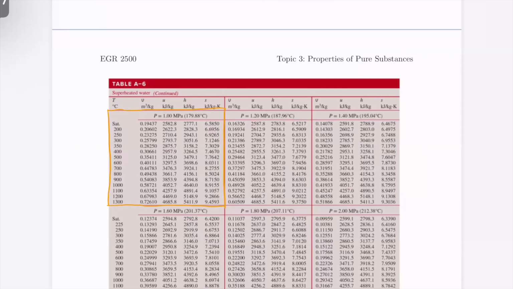And actually, since we just wanted to know the saturation temperature, that 179.88 degrees C is in here as well. So I guess I didn't have to scroll as far as I did, but you can find it in multiple places. All right, so we found our 1 MPa pressure cell, and our temperature is 480 degrees C, which should exist somewhere right here. Okay, so we have temperature and enthalpy for 400 and 500, and we just need to interpolate to find 480. So let's do that.